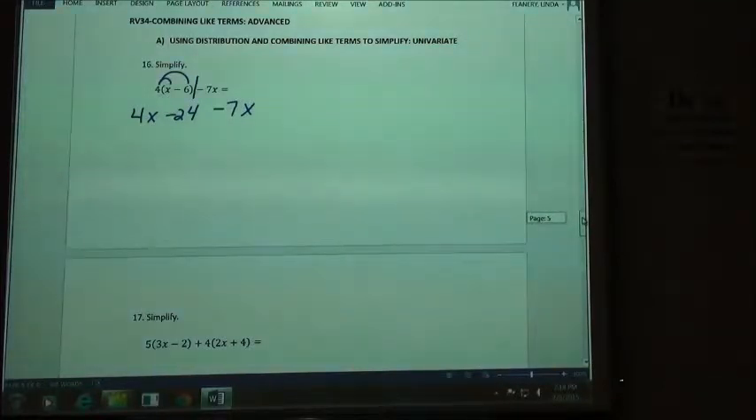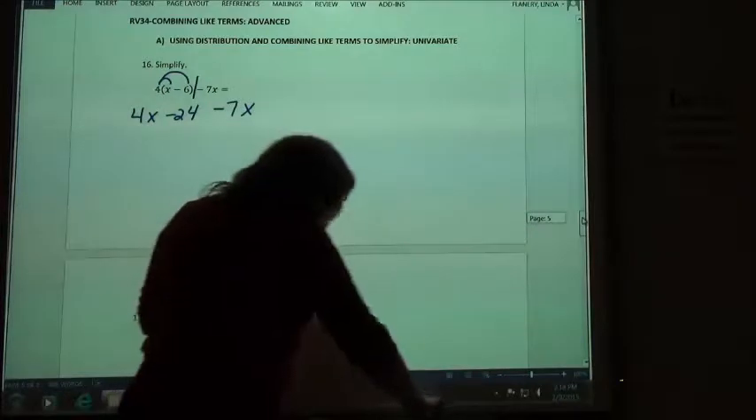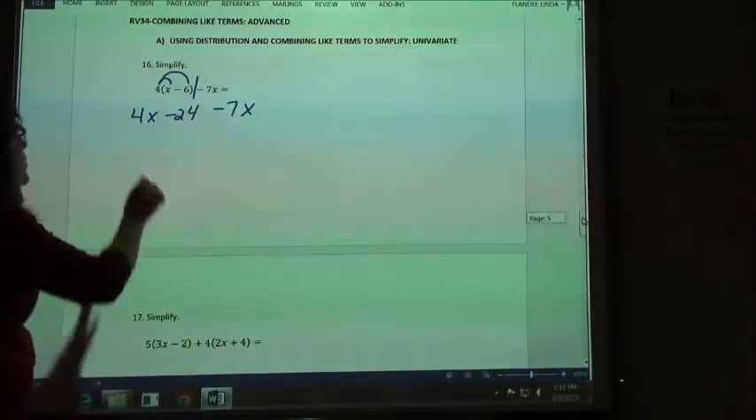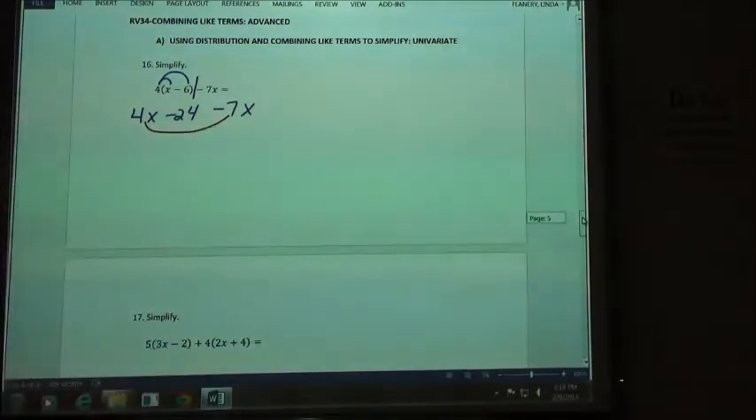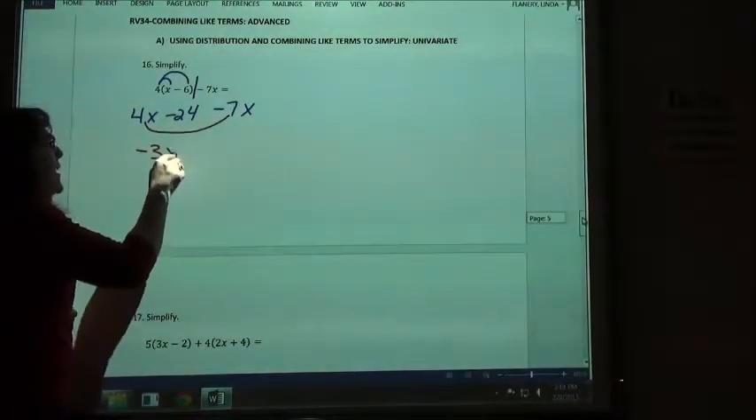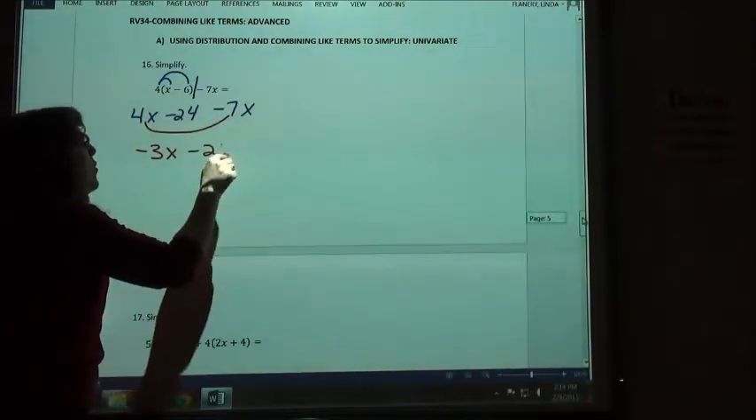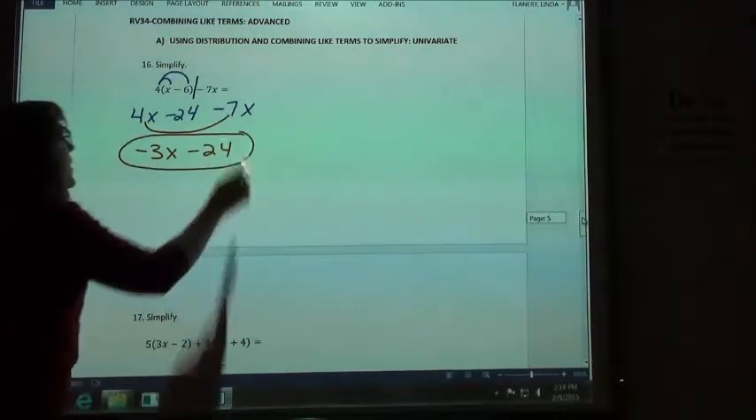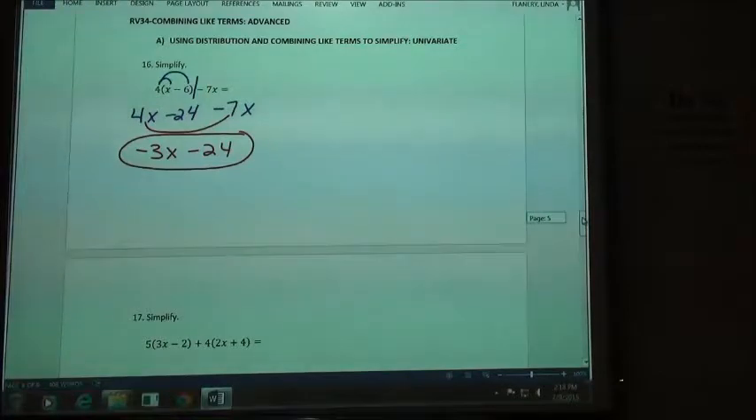Then I'm going to do the step we had before where we combined our like terms. I'm going to put these two together because they're like terms. 4x minus 7x. 4 minus 7 would be negative 3x. And then the minus 24 is just going to go down. And so negative 3x minus 24 is what I get when I combine my like terms.